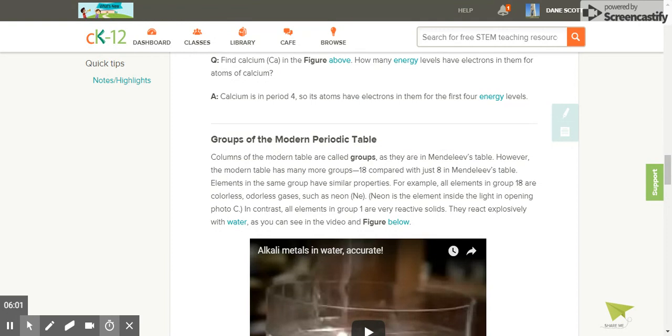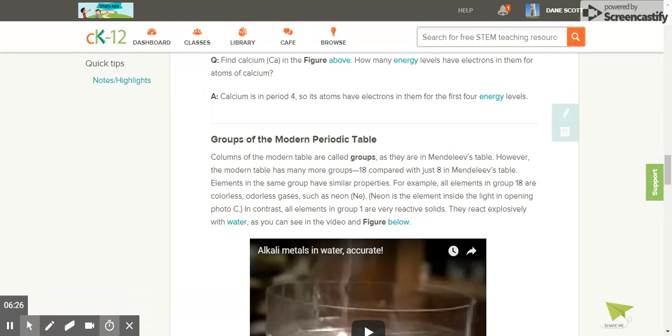All right. Groups of the modern periodic table. Columns of the modern periodic table are called groups, as they are in Mendeleev's table. However, the modern table has many more groups, 18, compared with just 8 in Mendeleev's table. Elements in the same group have similar properties. For example, all elements in group 18 are colorless, odorless gases, such as neon. Neon is the element inside the light in opening photo C.